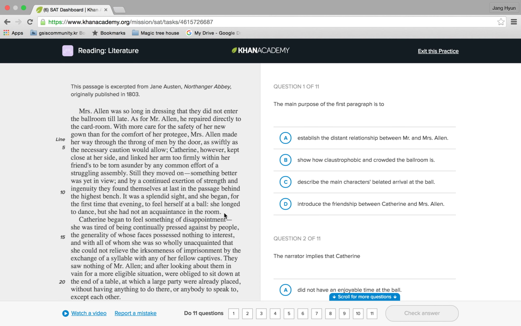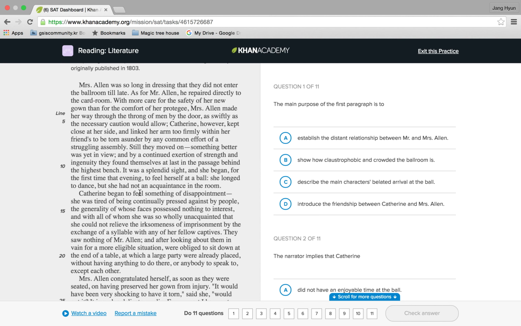Oh, okay, so there's only Catherine and Mrs. Allen, and apparently they have to dance with men because they're women. But she doesn't know anyone, even though she wants to dance, so she can't dance.